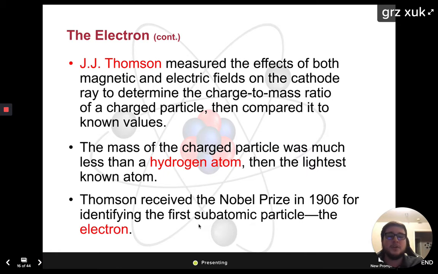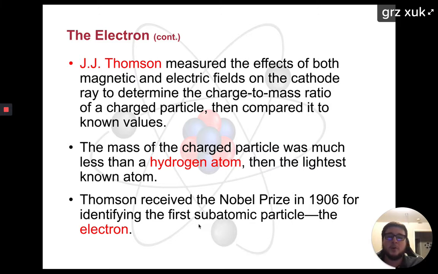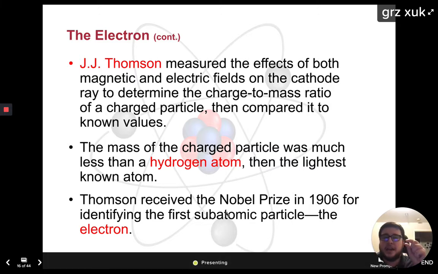And Thomson received the Nobel Prize in 1906 for identifying the first subatomic particle. Subatomic just means it's smaller than an atom. And he identified the first one, called the electron, and he received his Nobel Prize for that in 1906.